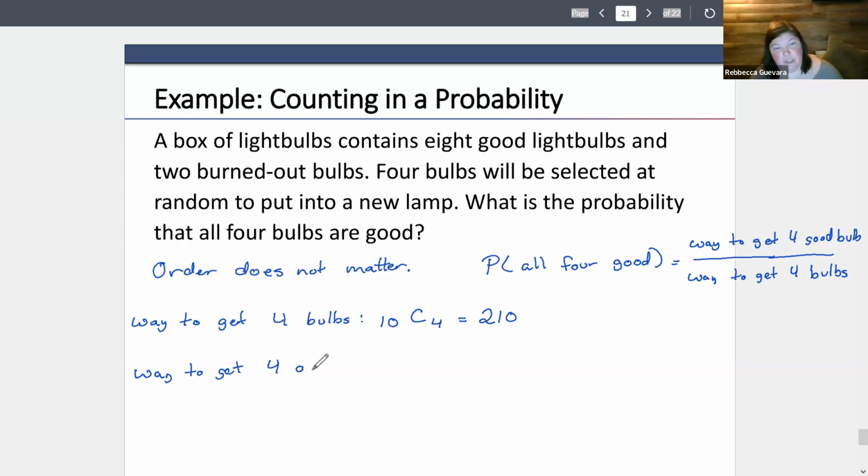Now, ways to get 4 good bulbs. This means I'm only choosing out of good bulbs. I don't want to choose bad bulbs. So I have 8 good bulbs, and I'm choosing 4 of those. So there are 70 ways that I can choose 4 good bulbs out of 8 good bulbs. So what I have here is the probability that all 4 are good.